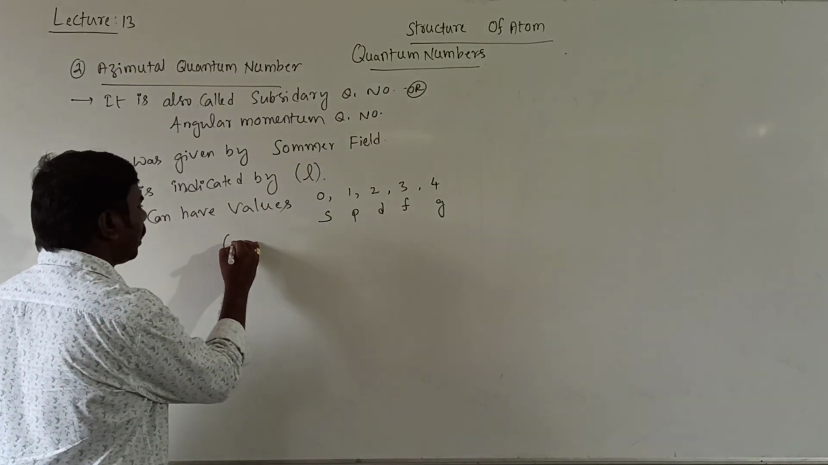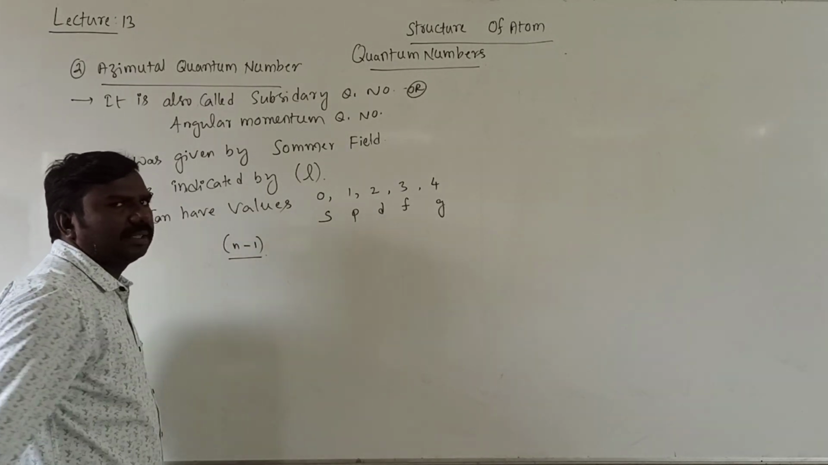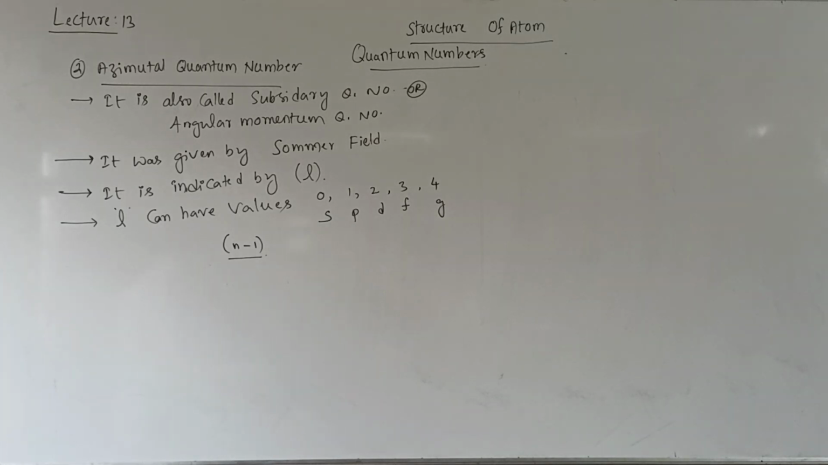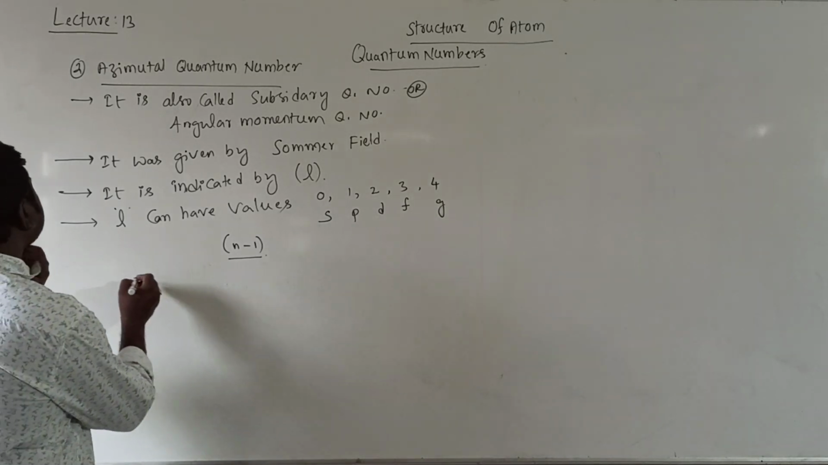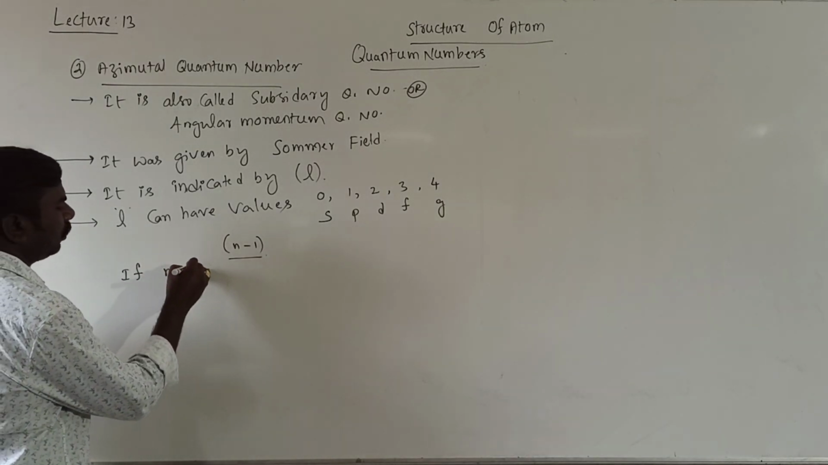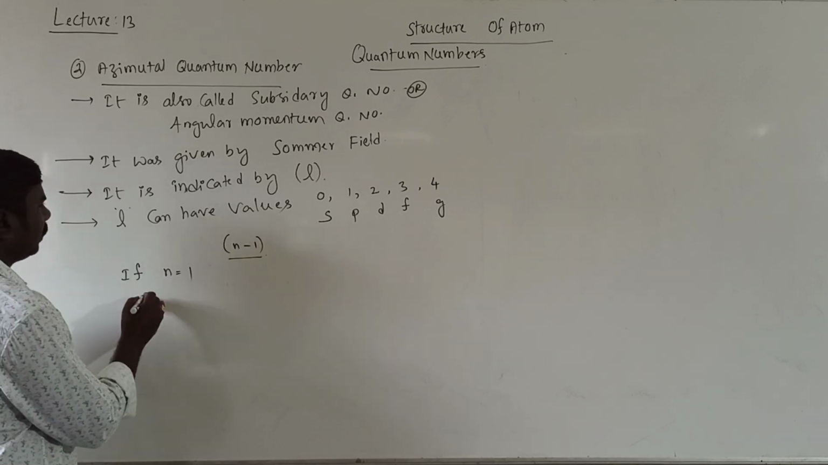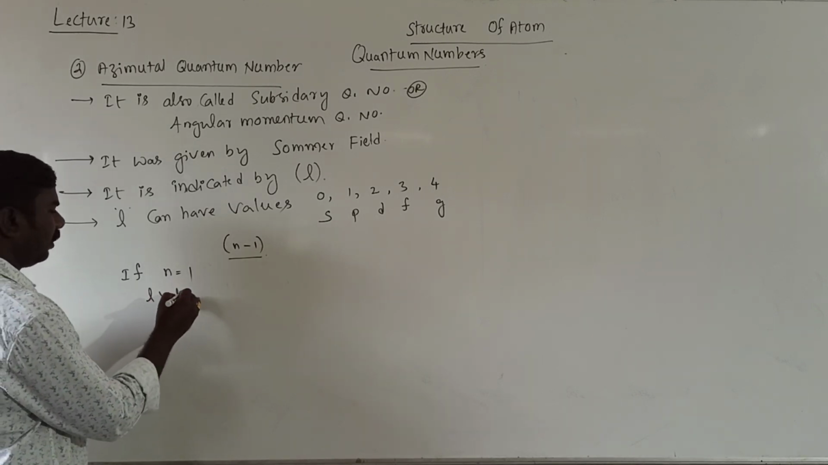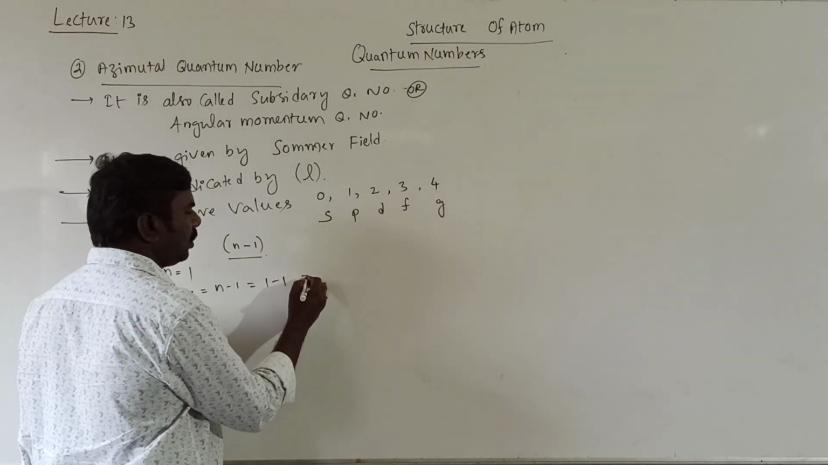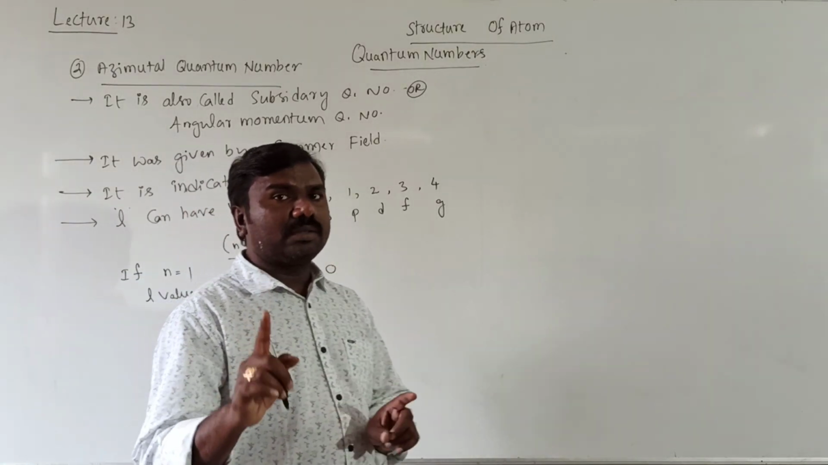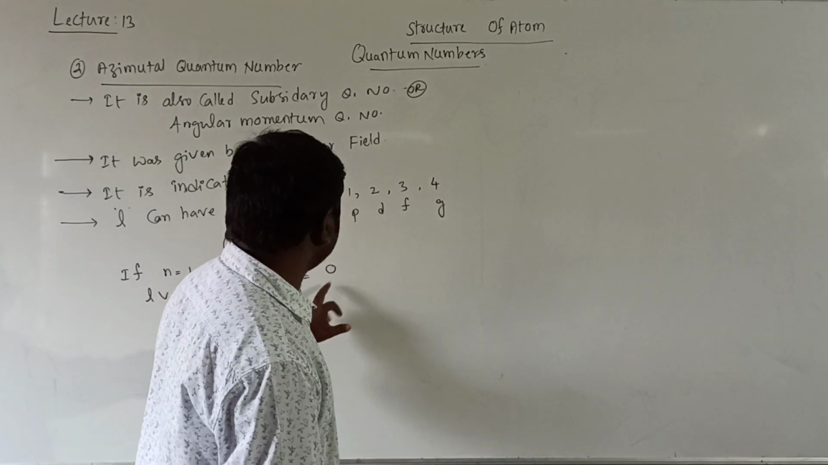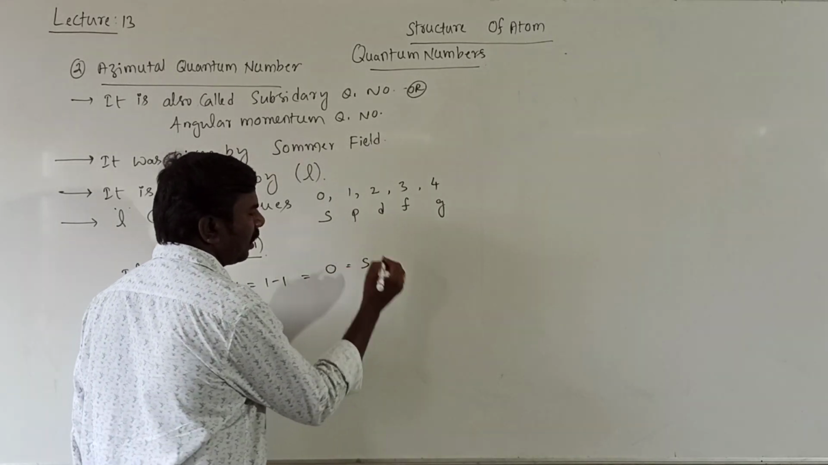So these values are considered as n minus 1, right? If l equal to n minus 1, for example, if n equal to 1, so the l value will be n minus 1, 1 minus 1, that is 0. Consider, students, 0 is also one value here. 0 is for s.